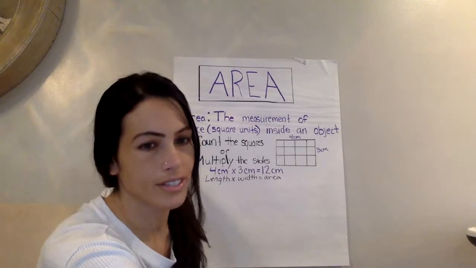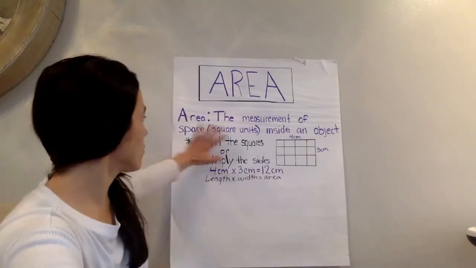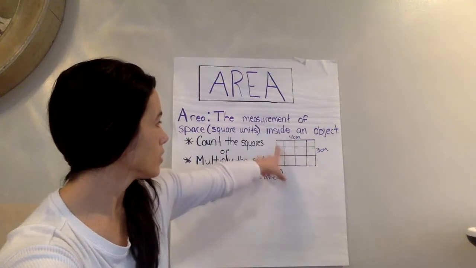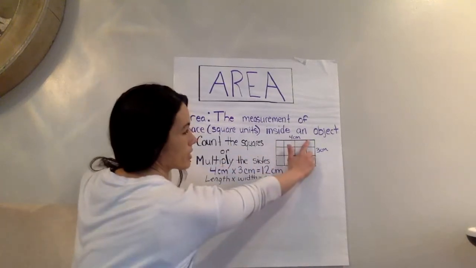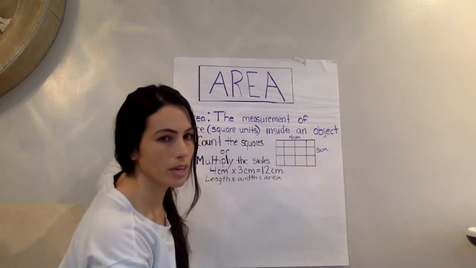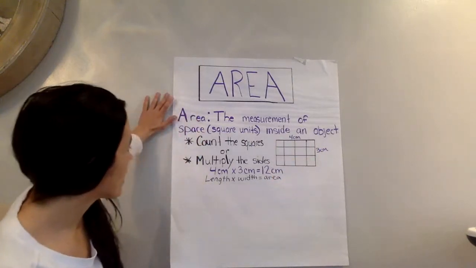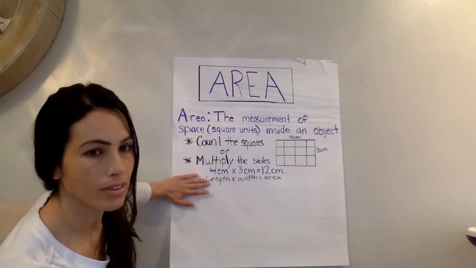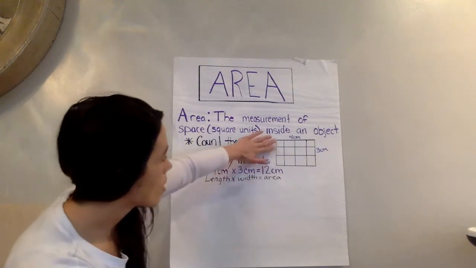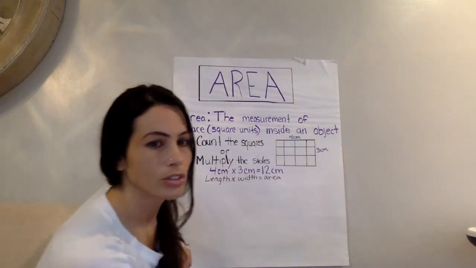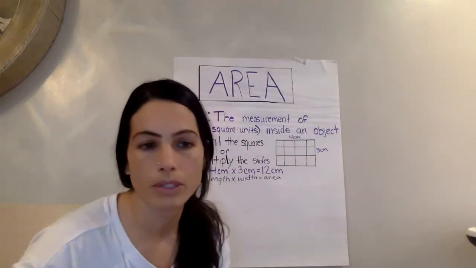There's two ways to solve for area. One was if you count the squares, that's what the area is. So remember here we had 4 centimeters here and 3 centimeters down. And when we counted all the squares, it came to 12 centimeters. The second way is multiplying length times width. So 4 times 3 equals 12. So I'm going to do some examples, and then I'll give you guys some time to do some examples, and hopefully that will help.